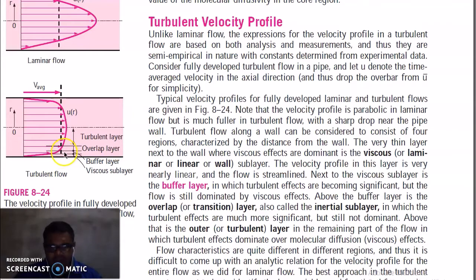Next to the viscous layer is the buffer layer, in which turbulent effects are becoming significant, but the flow is still dominated by viscous effects. Above this is the transition or overlap layer, also called the inertial sublayer, in which turbulent effects are much more significant but still not dominant. Above that is the outer or turbulent layer, the remaining part of the flow, in which turbulent effects dominate over molecular diffusion, meaning viscous effects.